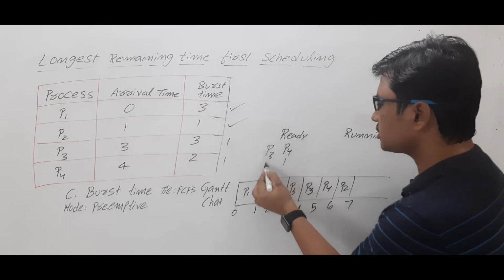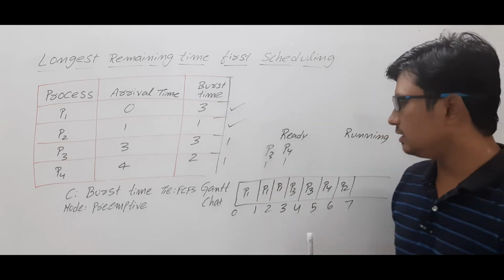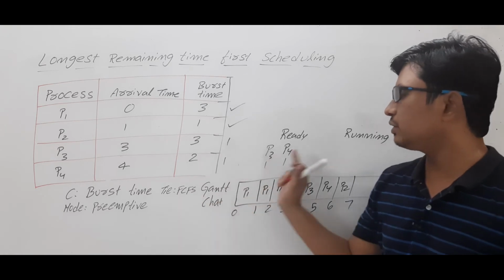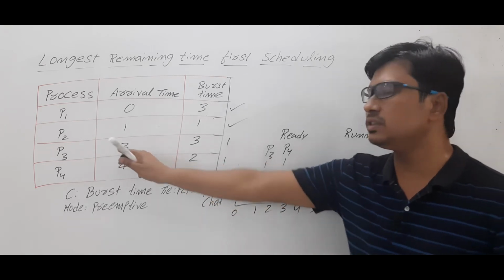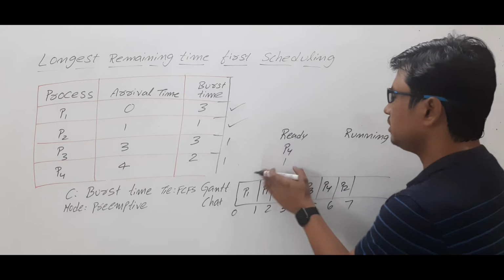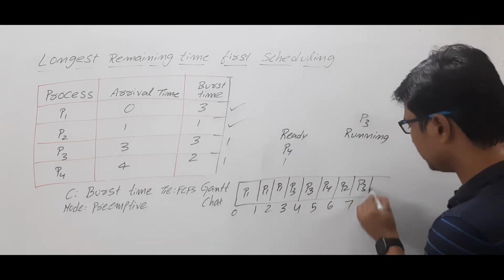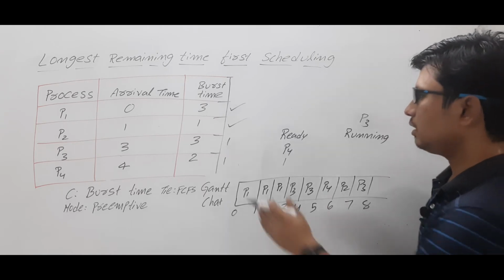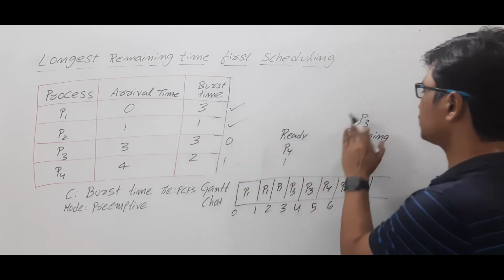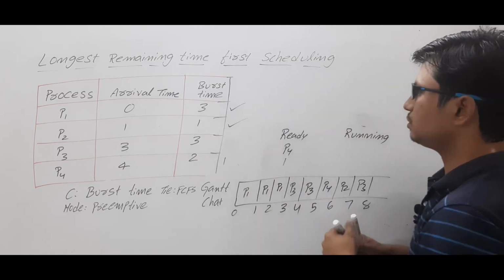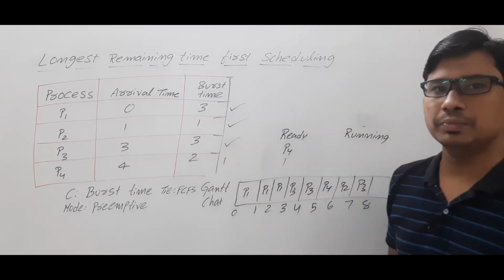Now both process P3 and P4 need 1 unit of time. Again there is a tie. If it is a tie, we will look at the arrival time. Process P3 has arrived first, so it will be dispatched first to the running state. It will be executed for 1 unit. Now its remaining burst time is 0, so it has completed the task. Are you able to understand? So processes P1, P2, P3 have completed.